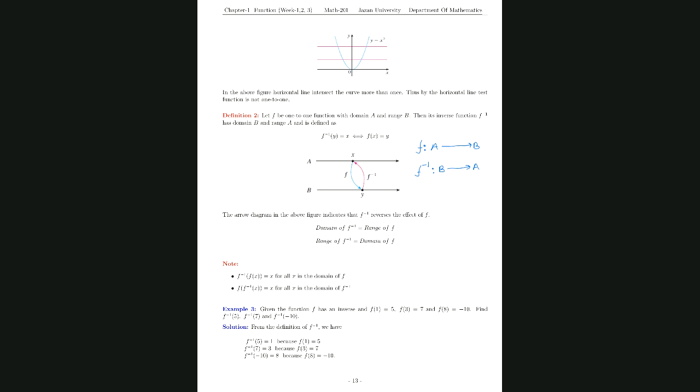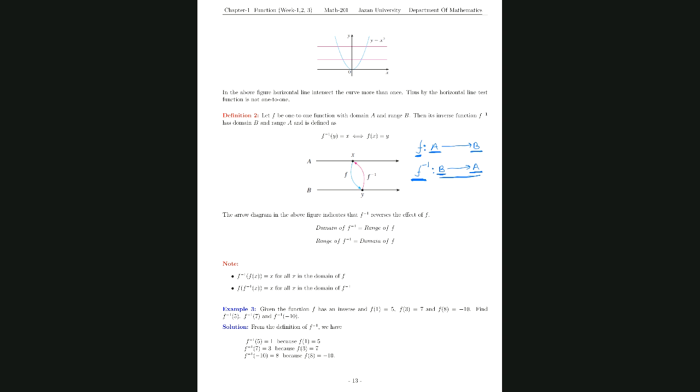This f must be one-to-one. Yes, if function f is one-to-one, then f inverse exists, and it is a function from b to a. The domain of function f is a, and the codomain of function f is b. Here the domain of f inverse is b, and the codomain of f inverse is a. It's opposite, right? You have to understand this.